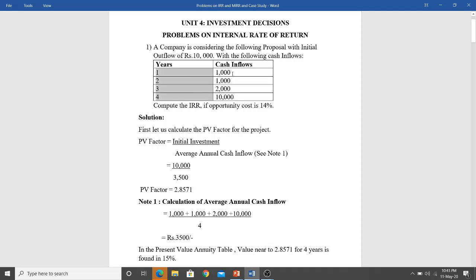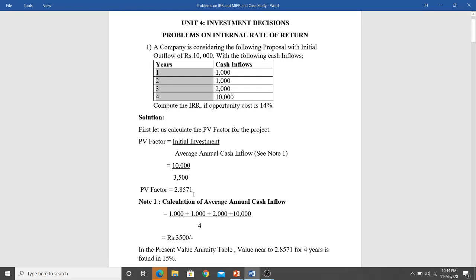So you're taking the total of 1000, 1000, 2000 and 10,000 divided by 4. You got rupees 3,500. Just substitute this in this formula and you get the PV factor as 2.8571. Always remember, the first step is to find out the PV factor. Second step is to find out the rate. Now the rate is found out by using N. N we know is 4 years and the PV factor is 2.8571.